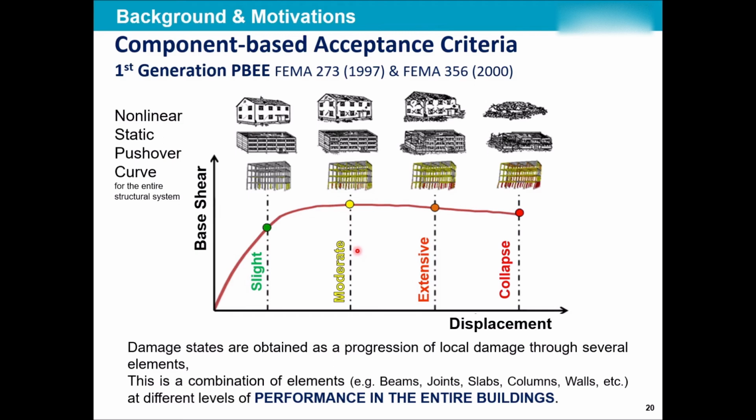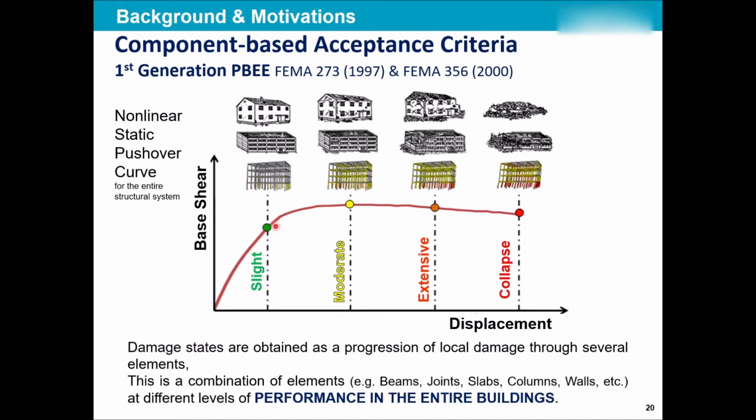The structure acts as an integrated building, all components working together. So it takes some time to reach from moderate to extensive. You see, at extensive, a lot of elements are reaching that extensive damage for every single component, and at collapse, the majority of my components, specifically let's talk about columns at the bottom, have reached very heavy damage. That's why my building has collapsed.